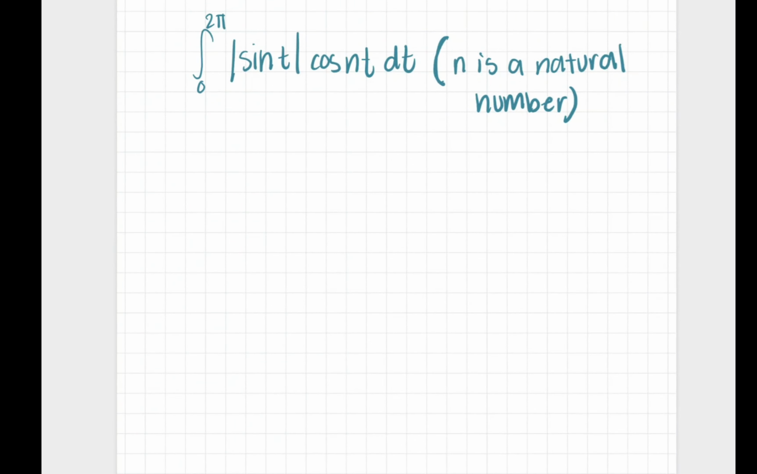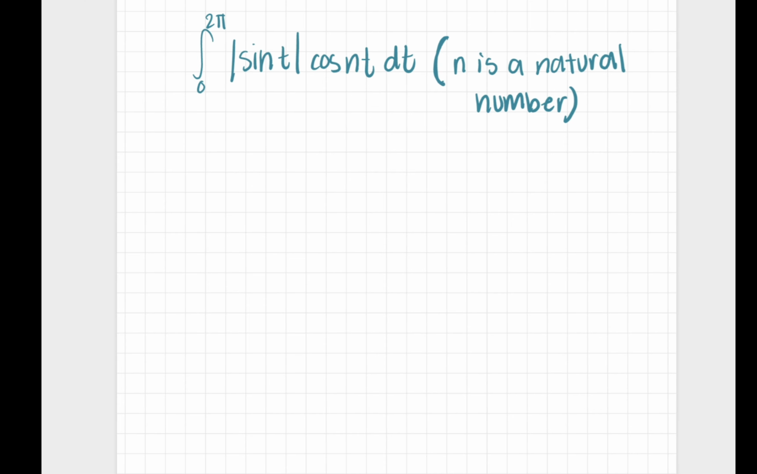Hey guys, so today we're going to be solving this problem, which is the integration of the absolute value of sine t times cos of nt dt from 0 to 2 pi, where n is a natural number. This problem is a bit tricky, but I believe you guys can solve it. So pause the video and give this problem a go.